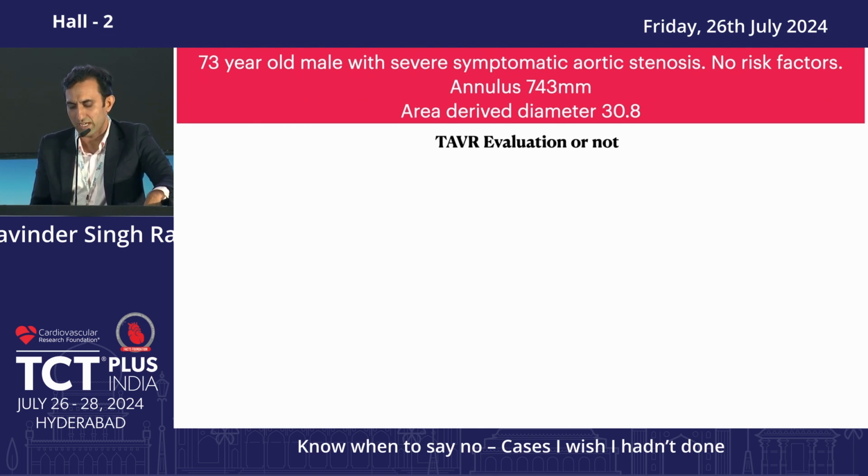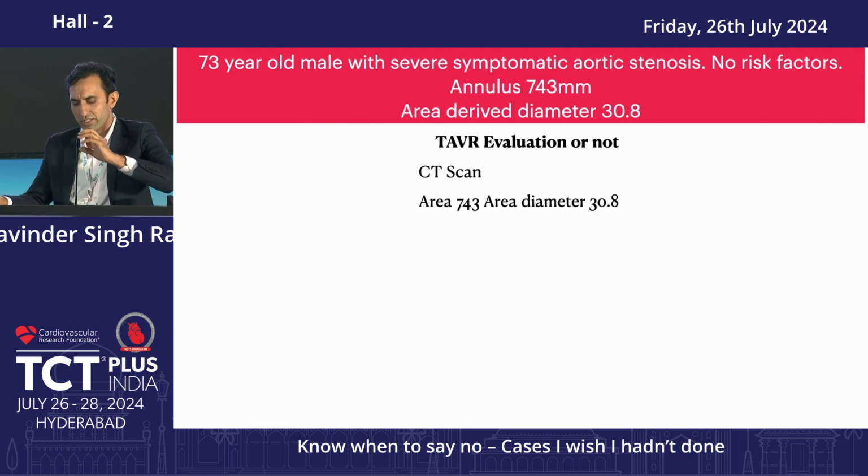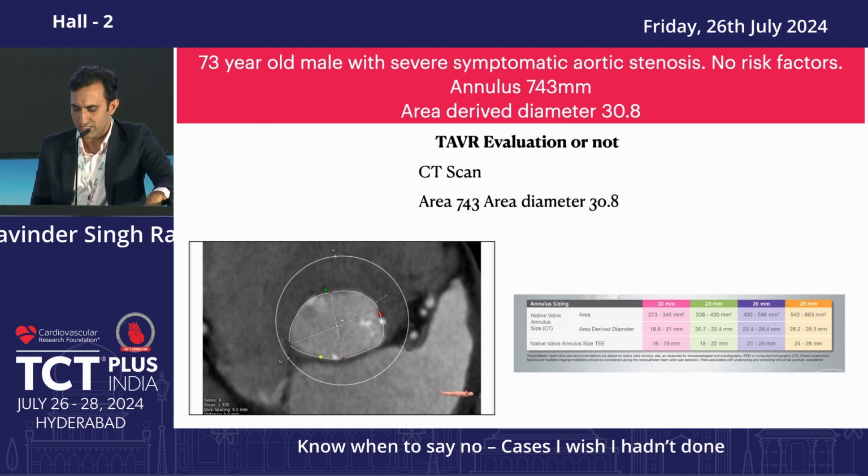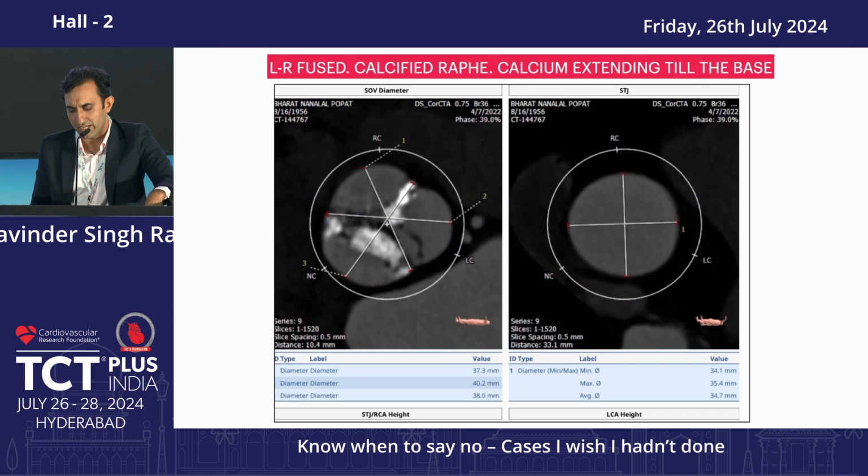A TAVR evaluation was done, and these were the CT scan findings. CT scan area of 743, area-derived diameter of 30.8, a CT scan annulus, you can see not much calcium. This is just a sizing chart for everybody to understand that the maximum large possible 29 Sapien 3 goes up till recommended guidelines is 683. And this is the CT scan which shows calcification of the raphe. Now, the ascending aorta size is normal, there is no ascending aortic evaluation.